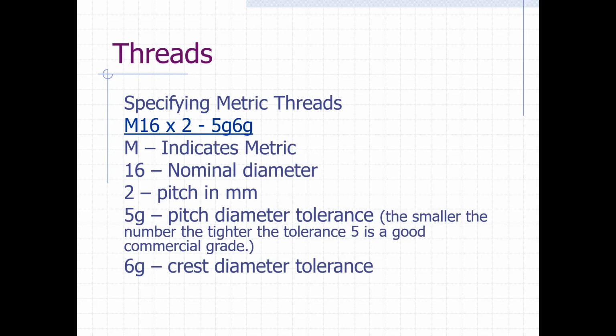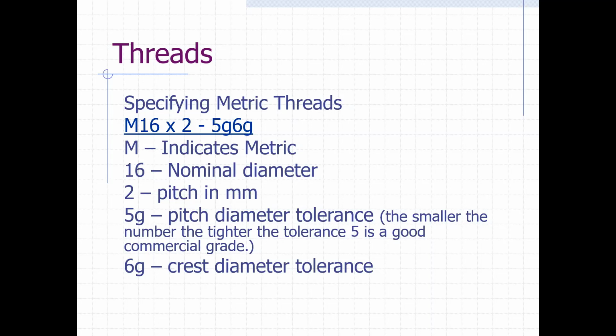So this is the information that is required to fully specify metric threads. The M, as the prefix there, indicates that it's metric. The 16 is the nominal diameter. This one, instead of having a dash, actually has an X2. That X2 is not how long anything is, but it's the actual pitch between each thread form, 2 millimeters. So we don't have to do any math to figure out what the pitch is. It's actually just giving us the pitch in millimeters. Does that make sense?